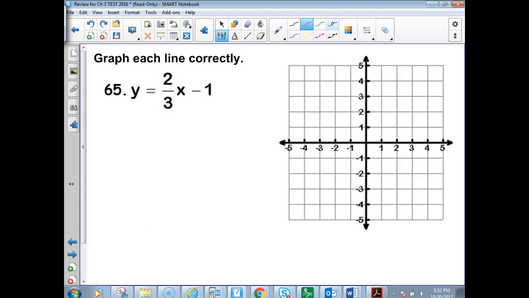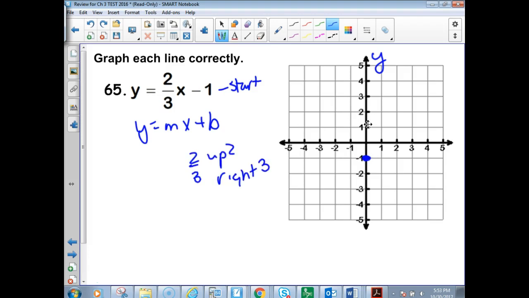65, this one's in slope-intercept form. Y equals m times x plus b form, and b is the starting place. So I start there on the y-axis because it's called the y-intercept. So I start at -1. My slope is 2/3, means up 2 and right 3. So from there, go up 2, right 1, 2, 3. And I can't do it again, so I'll do it in reverse. Down 2, left 1, 2, 3. And we practiced this in class. Obviously, this is review.